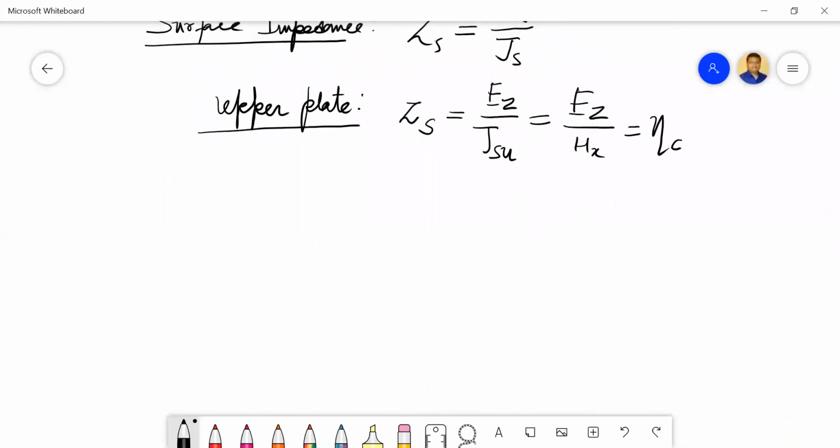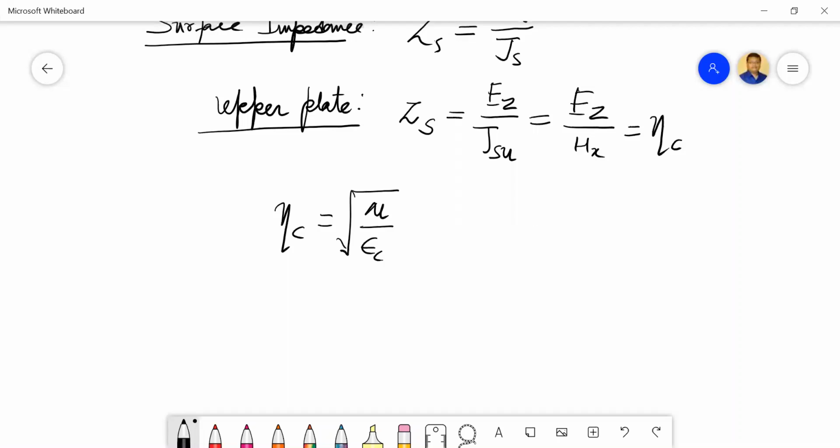Now, let us discuss the intrinsic impedance of a good conductor. C stands here for the conductor, because we are discussing the conductor. So, eta C, we can also express as the square root of mu over epsilon C. As we know, for the conductors, the real part must be 0.